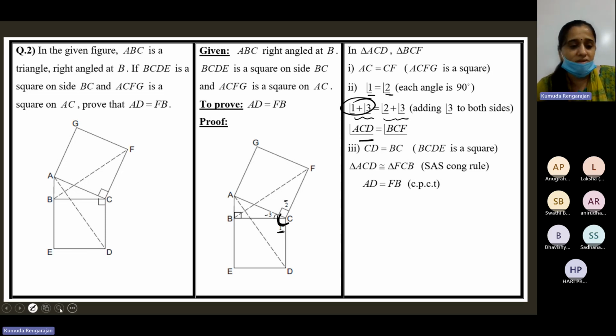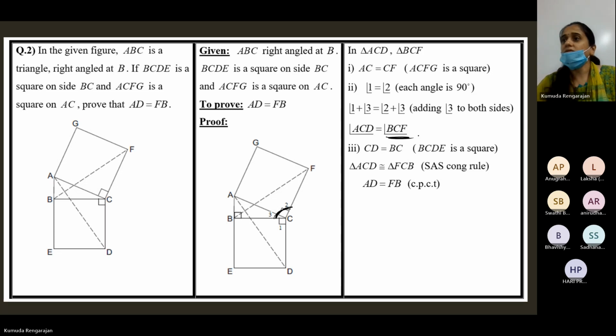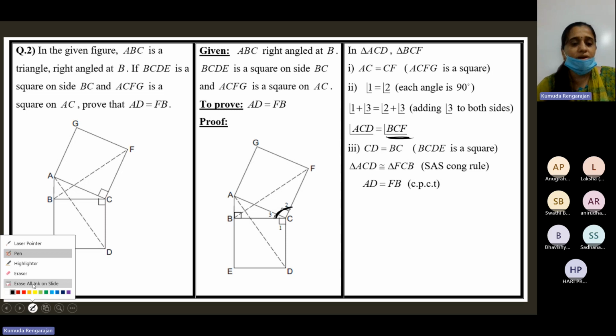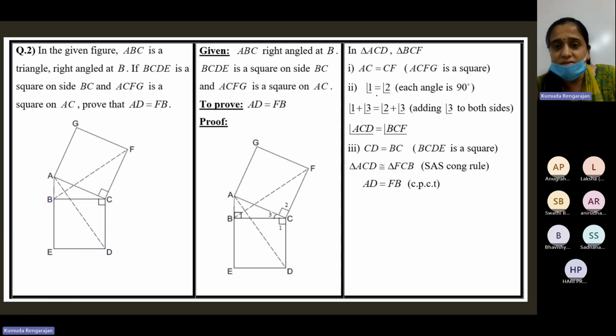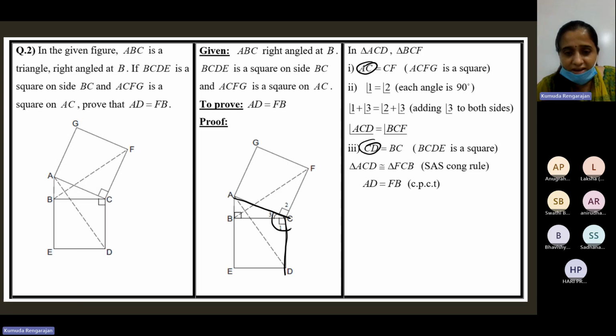And what is 2 plus 3? 2 plus 3, this 2 plus this one, is BCF. So ACD is equal to BCF, and they are the included angles. These two sides, AC and CD, contain this angle ACD.